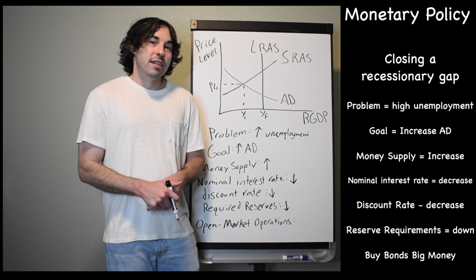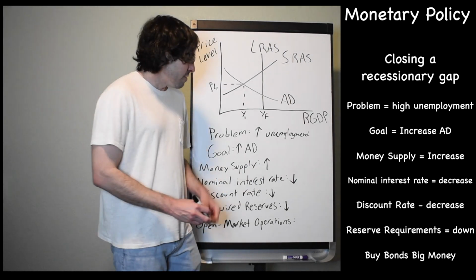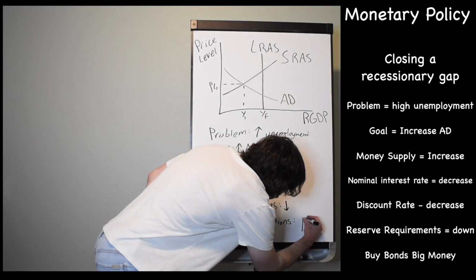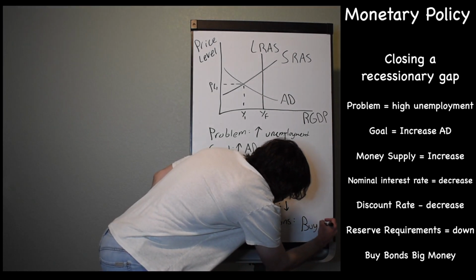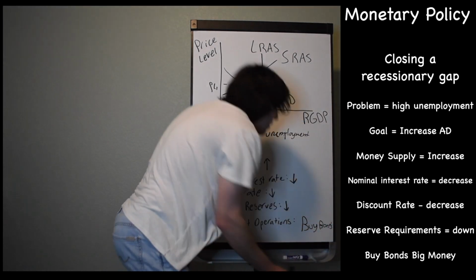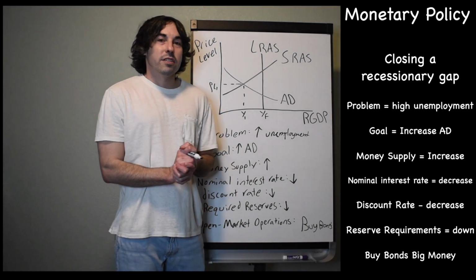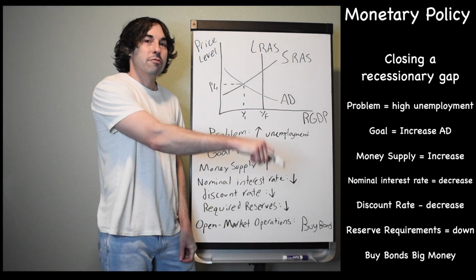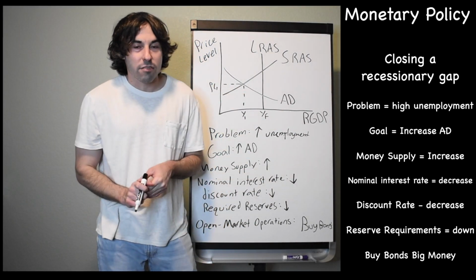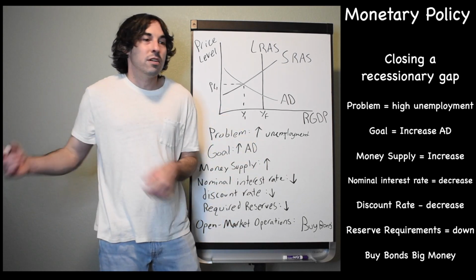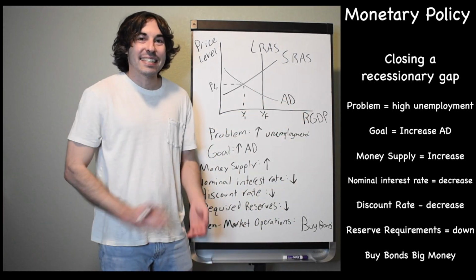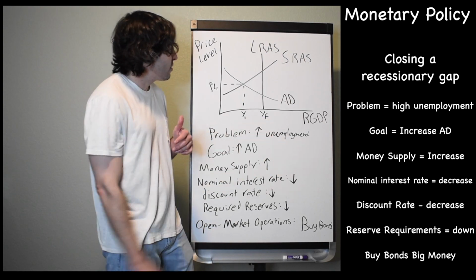Finally, the thing that's most likely to happen is open market operations. The Fed is going to buy bonds, big money. And if they buy bonds, then they can increase the money supply. They're going to go up to commercial banks and buy government debt, a piece of paper that says that the government owes you money. They're going to buy it from them now and hand them cash, and now those banks can lend out that cash. The money supply is going to increase.